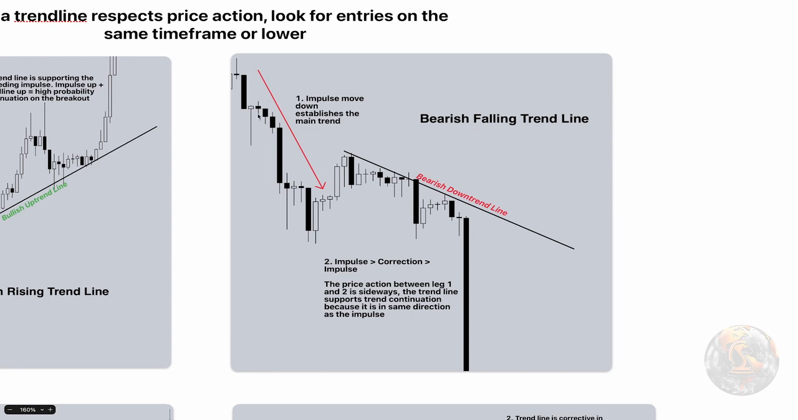So the impulse is a move down or up with very little move in the opposite direction. And then the correction is normally sideways or in the opposite direction, and it's quite a weak move. So the price action is not impulsing, it's just chopping. Your bearish downtrend line holds and gives a high probability continuation for the next leg down. Because the price action between leg 1 and 2, so you have leg 1 down, price action goes sideways, the trend line then supports continuation because it's in the same direction as the impulse. Trend down, trend line down, trend down.